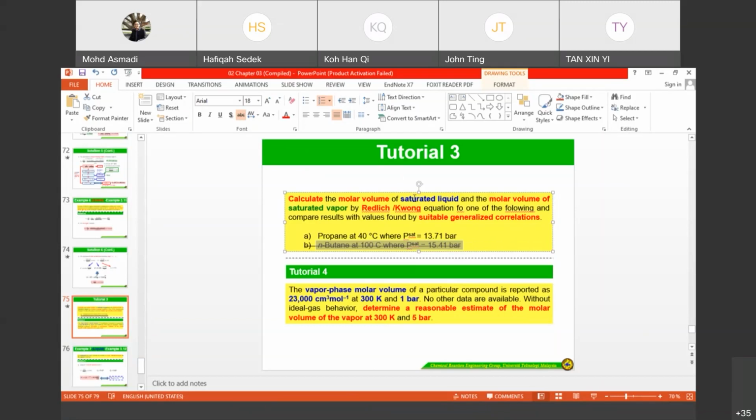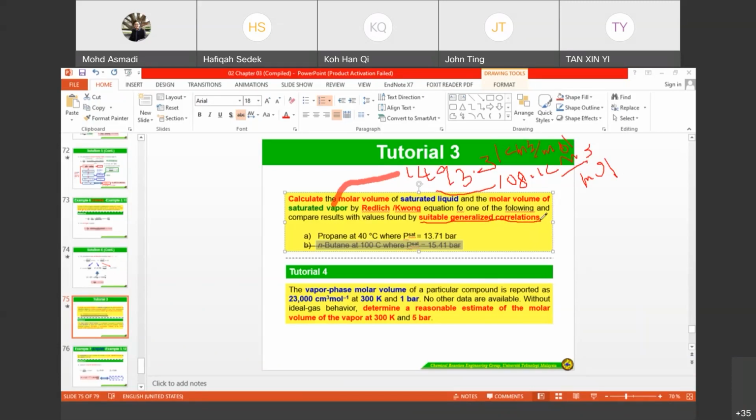Okay, Redlich-Kwong. If you use Redlich-Kwong, for the liquid it is 108.1, and for the vapor it is 1493.31. And compare with the suitable generalized correlation.